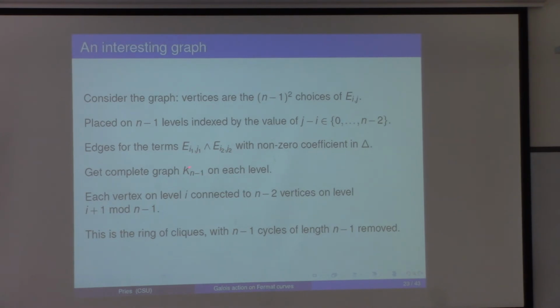So if you arrange the vertices of this basis for H1 of U on levels based on the value of j minus i, then the graph that you get to describe this thing delta is a complete graph K_{n-1} on each level, and then each vertex on level i is connected to n minus 2 vertices on level i plus 1. And so this ends up being a subgraph of the ring of cliques with n minus 1 cycles of length n minus 1 removed.